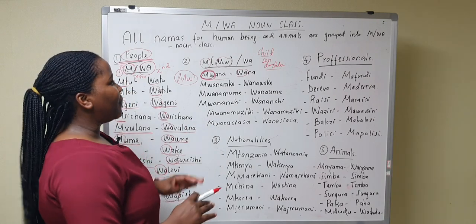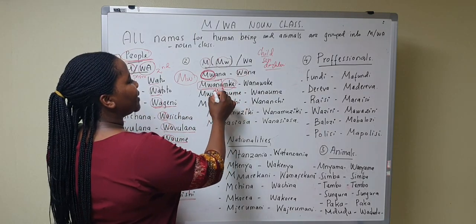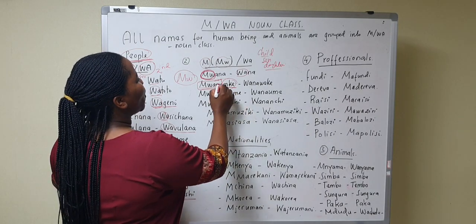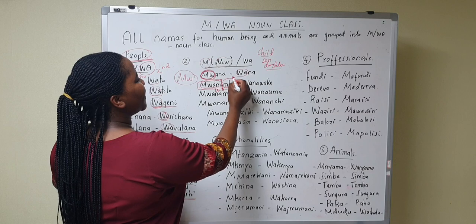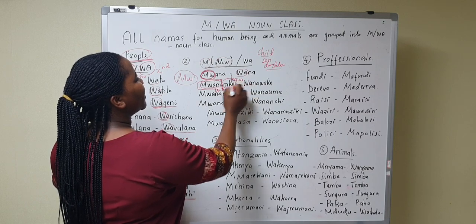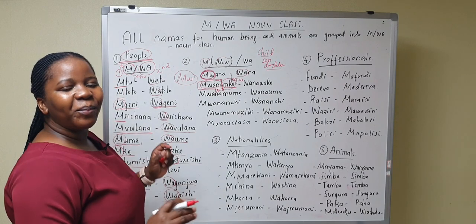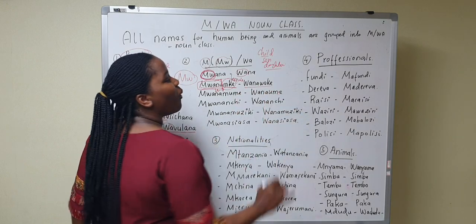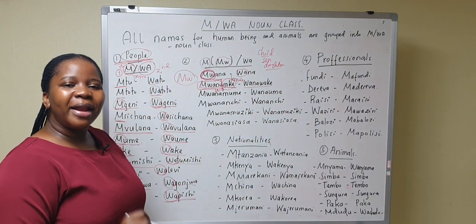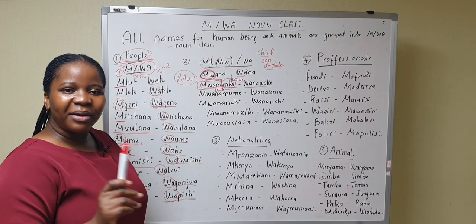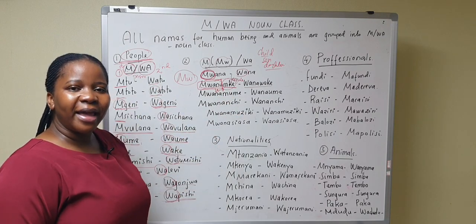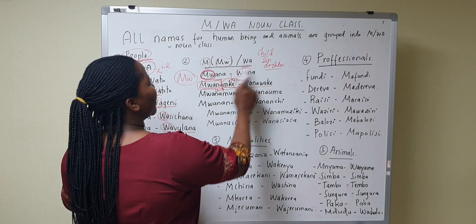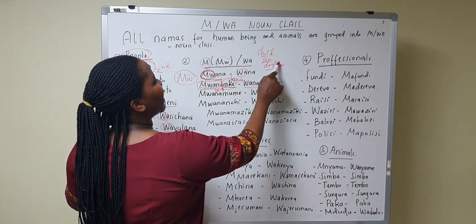Also, mwanamke, that means a female. Mwana is a child and mke means female. So mwanamke is a female. And in plural we say wanawake. Wanawake, females. Remember, mwana means a child, son or daughter.